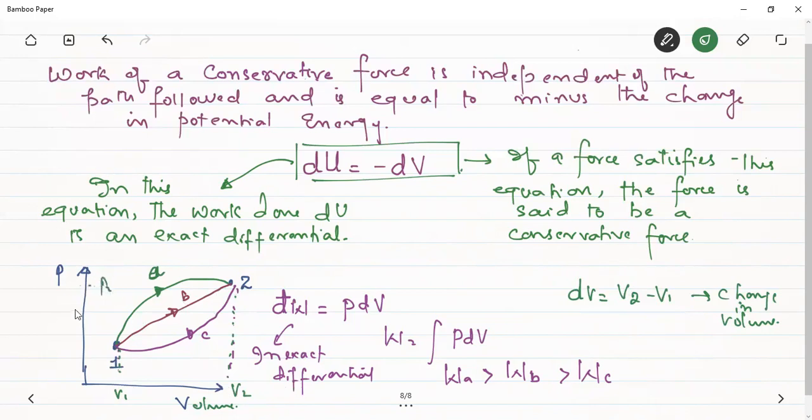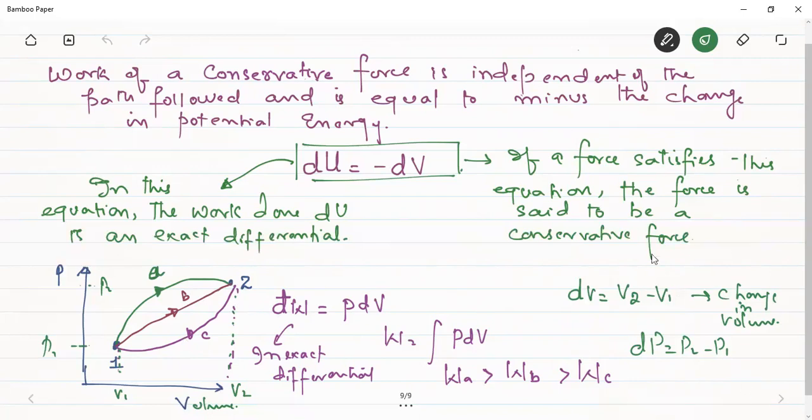Similarly, if this is P2 and this is P1, then the change in pressure is equal to P2 minus P1. Again, it is an exact differential. Similarly, for temperature, the change in temperature can be represented by T2 minus T1. But we can't say that work is equal to W2 minus W1, because there is nothing like work at 2 minus work at 1, because it is a path function. It depends upon the path followed.